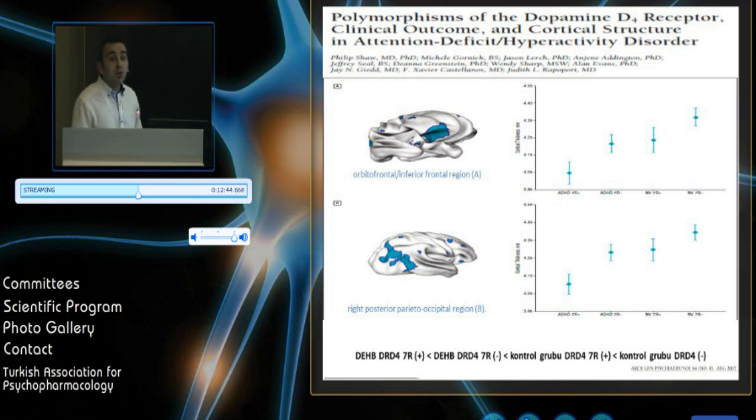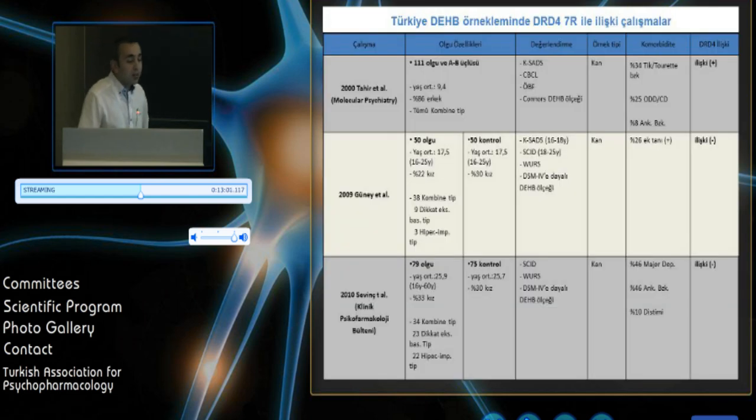Cortical thickness study is another important trial. The cortical thickness is affected by D4 receptors, receptor presence in the ADHD group and in the control group. D4 receptor polymorphism is decreasing the thickness of the cortical area. How many trials are conducted in Turkey about the same issue? 4. Together with the one we've conducted, it makes 4.